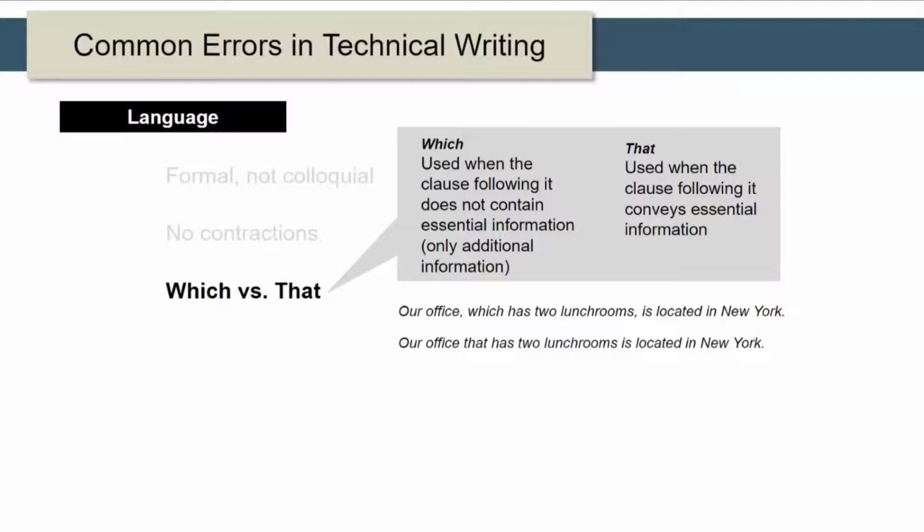However, the second sentence, our office that has 2 lunchrooms is located in New York, meaning हमारा वो office जिसमें 2 lunch rooms है, right? That one is located in New York. So the idea of having 2 lunchrooms for some reason is really important to this person. It is essential information in this sentence. So he or she says, our office that has 2 lunchrooms is located in New York. Okay, so conveying essential information.